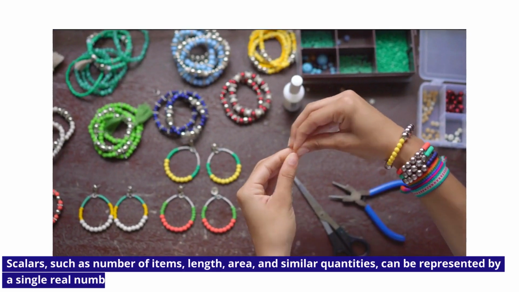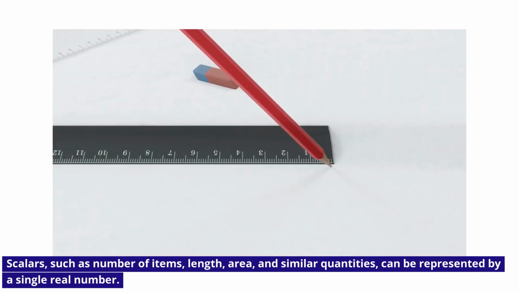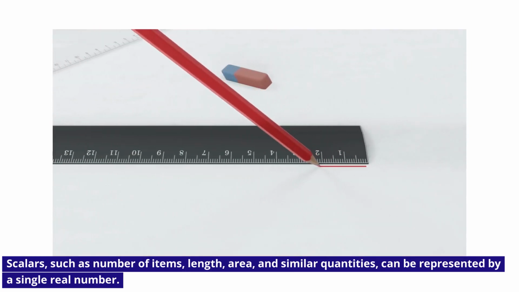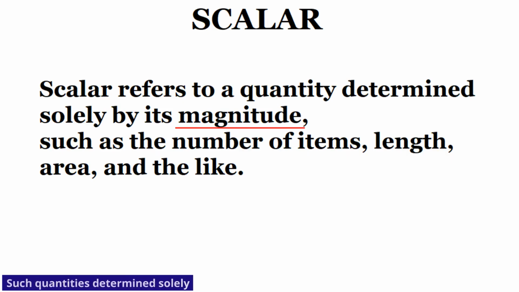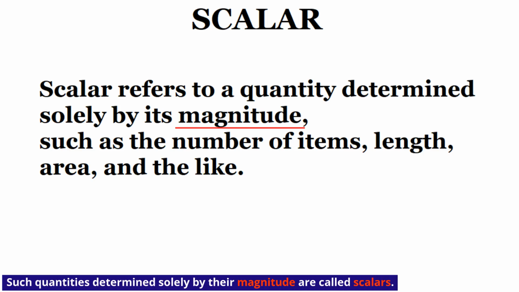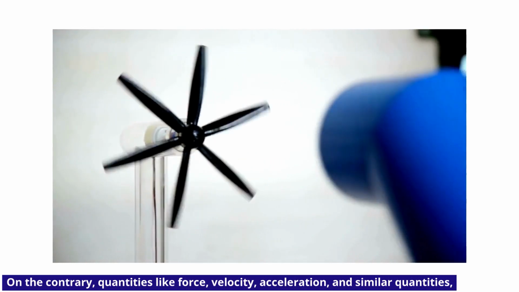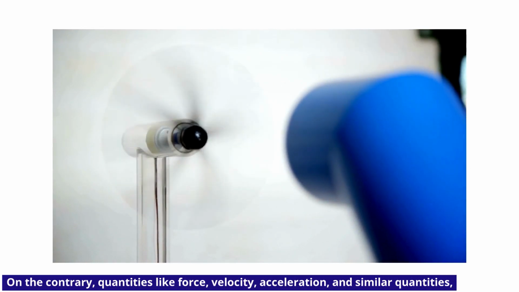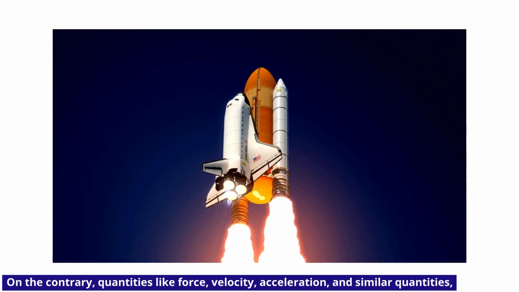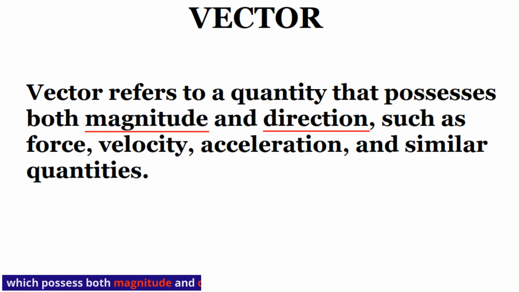Scalars such as number of items, length, area, and similar quantities can be represented by a single real number. Such quantities determined solely by their magnitude are called scalars. On the contrary, quantities like force, velocity, acceleration, and similar quantities, which possess both magnitude and direction, are termed vectors.